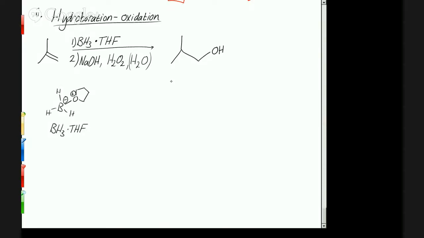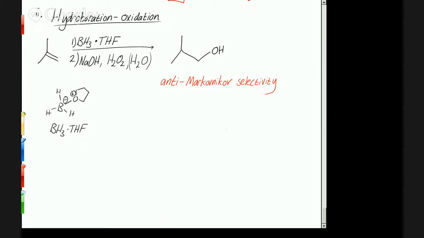And this is known as the anti-Markovnikov selectivity. So that Markovnikov was that idea that the hydrogen goes to the carbon with more hydrogens, and the other part goes to the other carbon. So the anti-Markovnikov is the opposite of that.